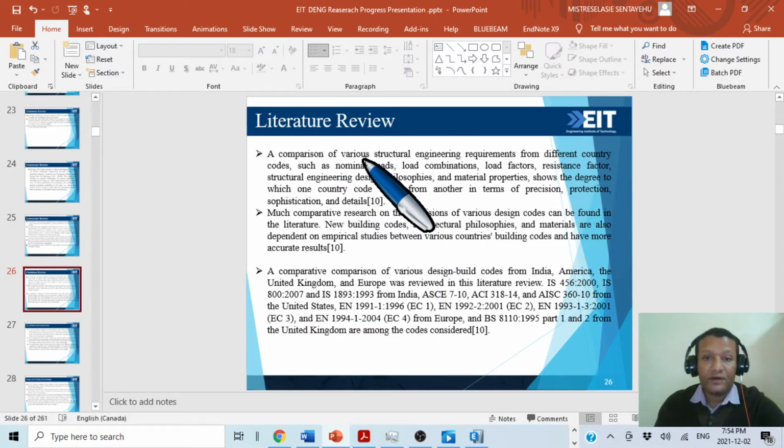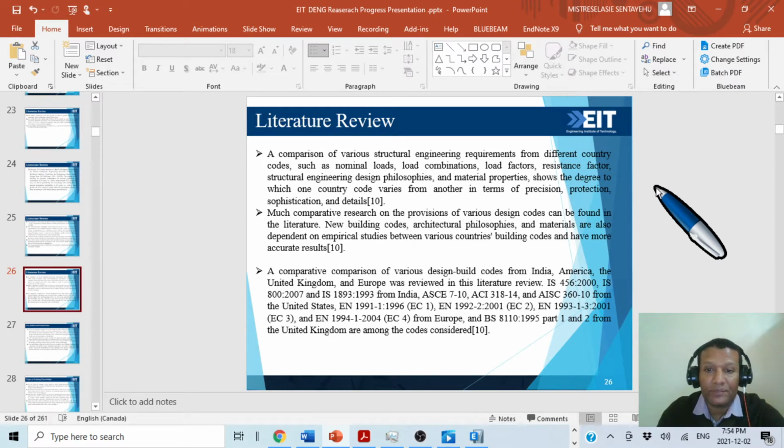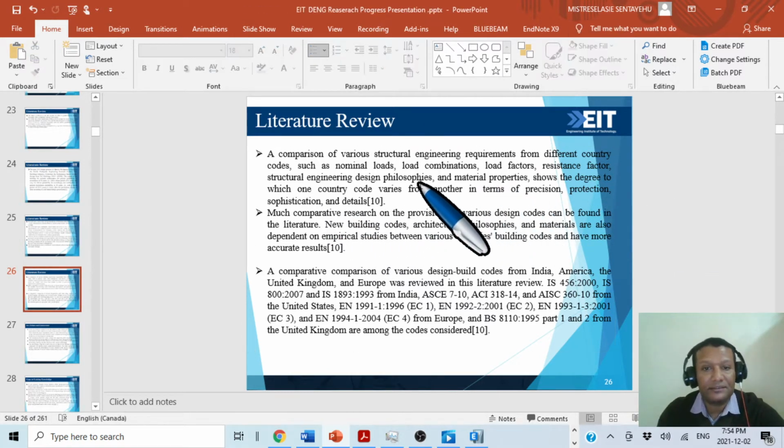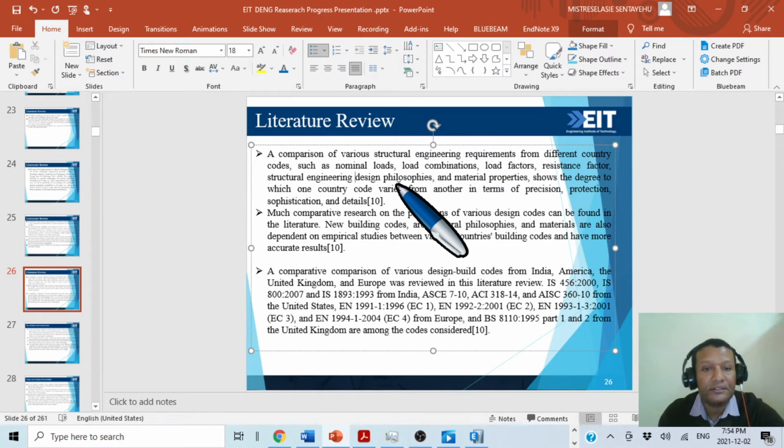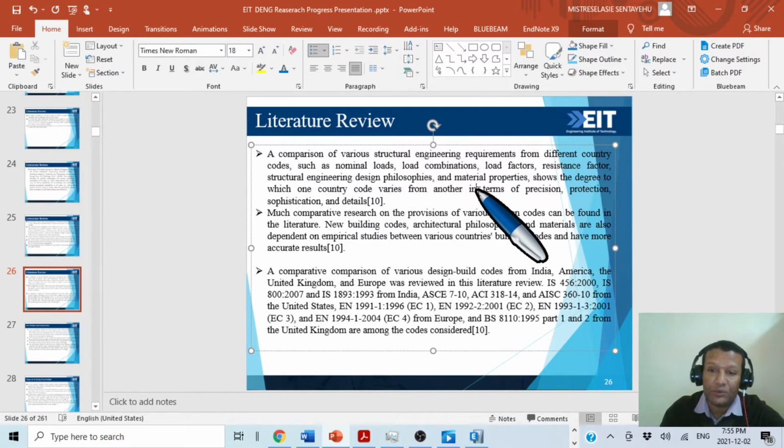A comparison of various structural engineering requirements from different countries' codes, such as nominal load, load combination, load factor, resistance factor, structural engineering design philosophies, and material properties, shows the degree to which one country's code varies from another in terms of precision, protection, sophistication, and detail. So as I tried to discuss in the first part, even among these prescribed codes, Eurocode, ACI, or whatever, there is also difference among these codes.